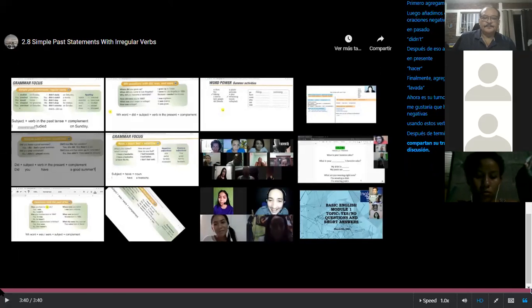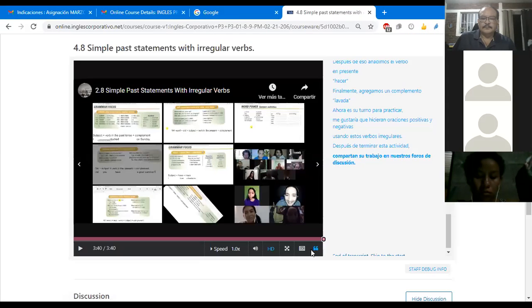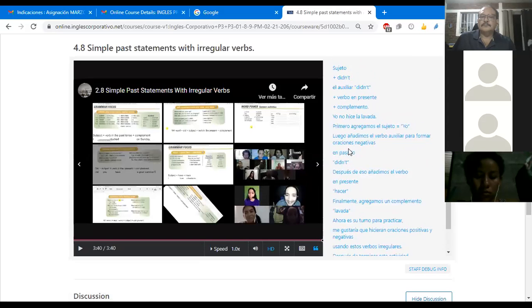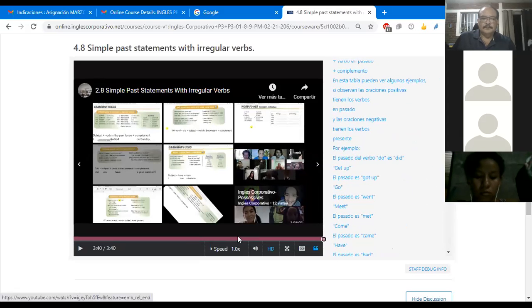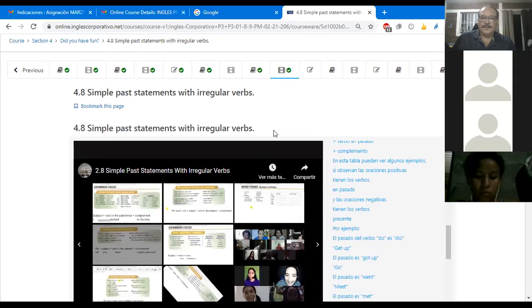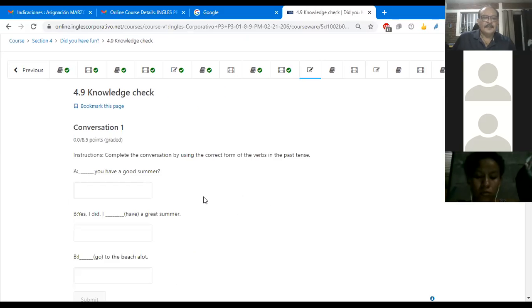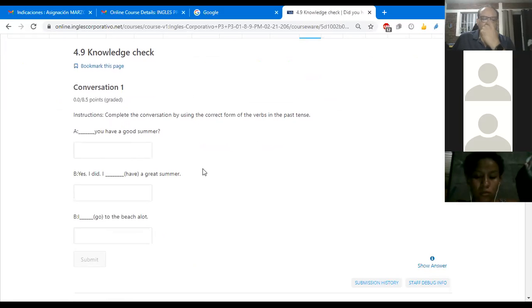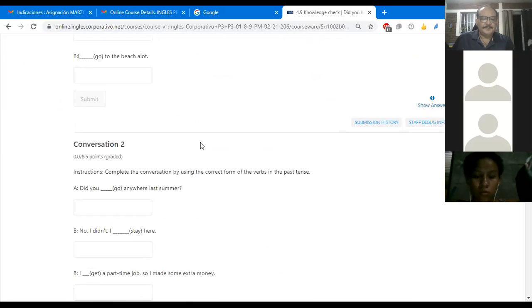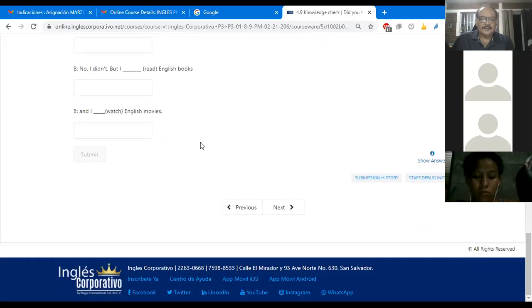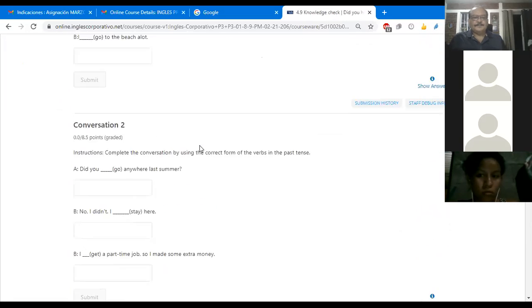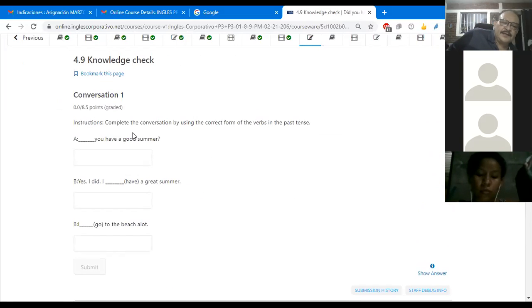Okay, so this is about the past tense with irregular verbs. And then here we have some of them, okay, to practice, right? There are four conversations here to complete. So in the first one, we have: complete the conversation by using the correct form of the verbs in the past tense.